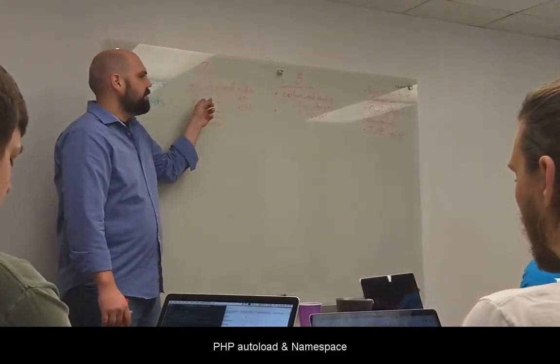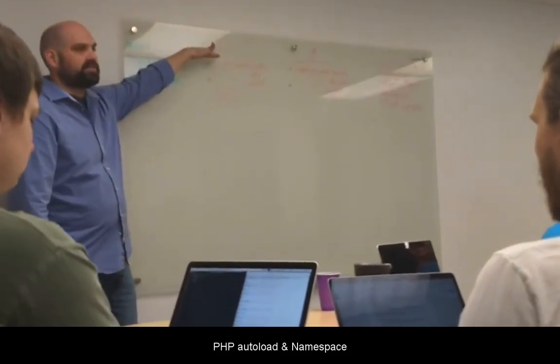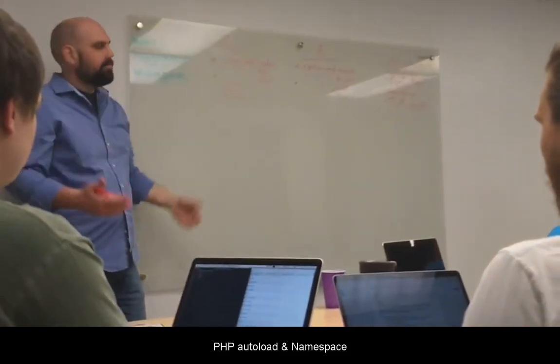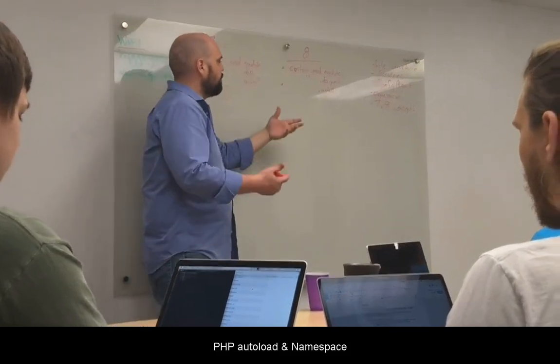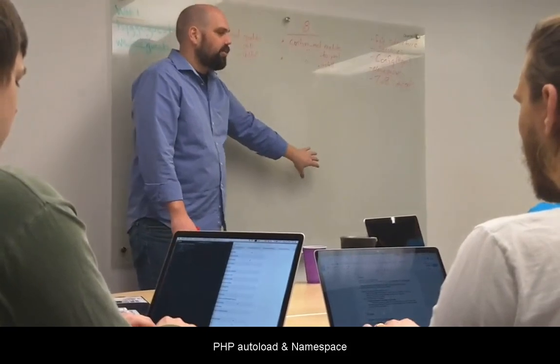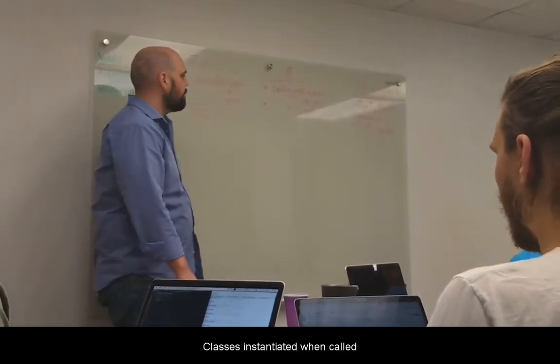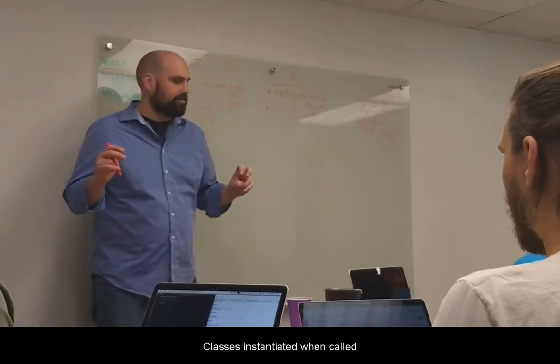So in Drupal 7, if you're just doing this procedural code, you just include all of your files at the beginning, and then they're there. But in Drupal 8, really in object-oriented, you may have 100 classes that are only ever instantiated when they're actually called. And that is autoloading.